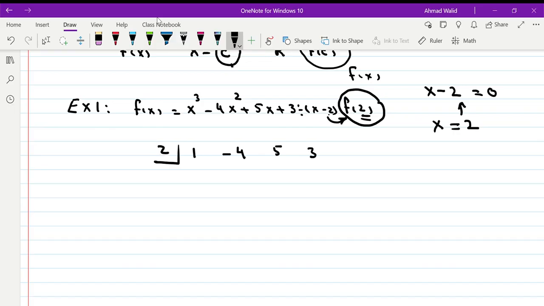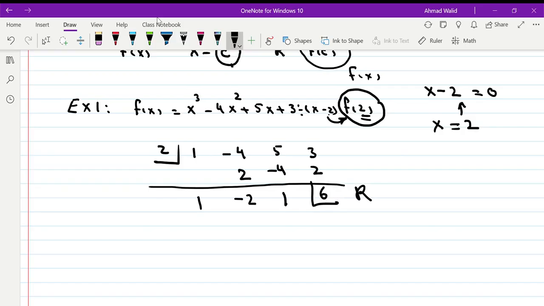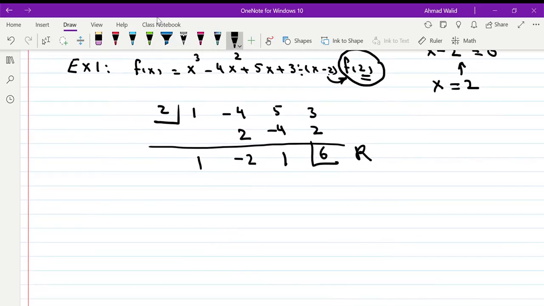Put the 2 here and do synthetic division. Bring down 1. 1 times 2 gives you 2. Negative 4 and 2 gives you negative 2. Negative 2 times 2 gives you negative 4. 5 and negative 4 gives you 1. 1 times 2 is 2. And 3 plus 2 is 6. My remainder is 6. If you say no, it's wrong, let's check this.